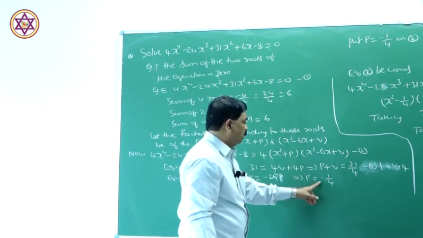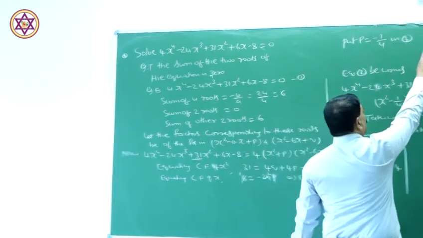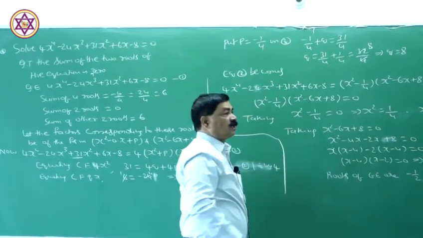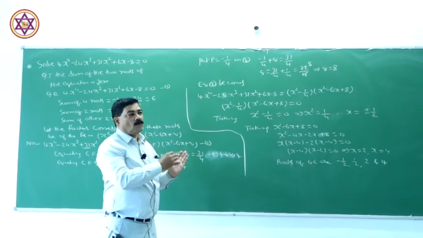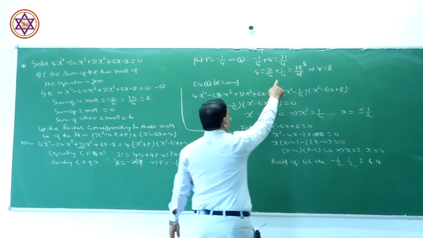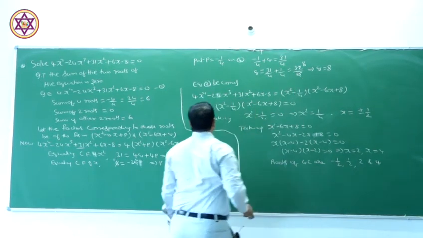Here put p is equal to minus 1 by 4 in equation 3, we get minus 1 by 4 plus q is equal to 31 by 4. Transforming minus 1 by 4 from LHS to RHS, it becomes plus 1 by 4, so 31 plus 1, 32 by 4, means q is equal to 8.